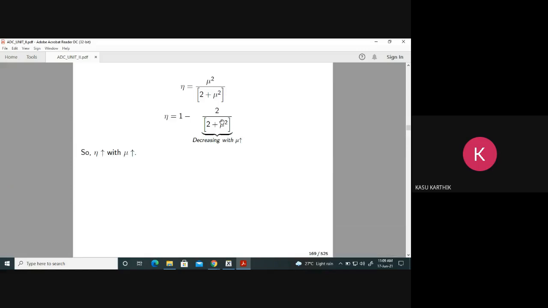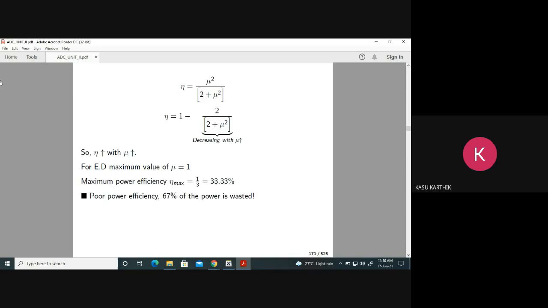Okay. As mu increases, eta increases. You can find out. Now, but we have a limit for mu. Correct? Mu cannot be more than 1 for a faithful demodulation. Mu must be always less than or equal to 1. So what is the maximum value of mu now? 1. If mu is maximum, eta is also maximum. When mu equal to 1, you get maximum efficiency.